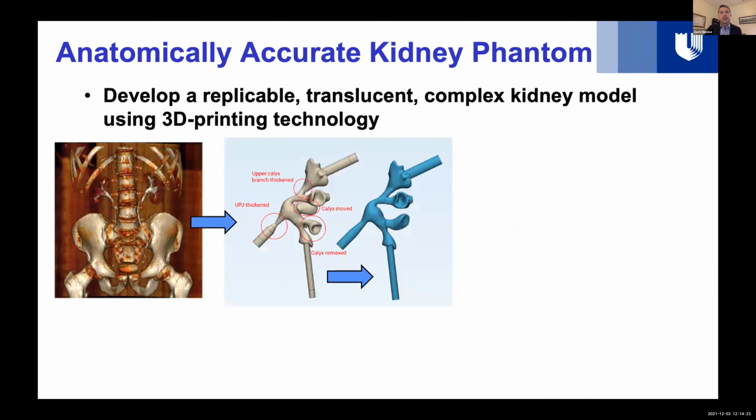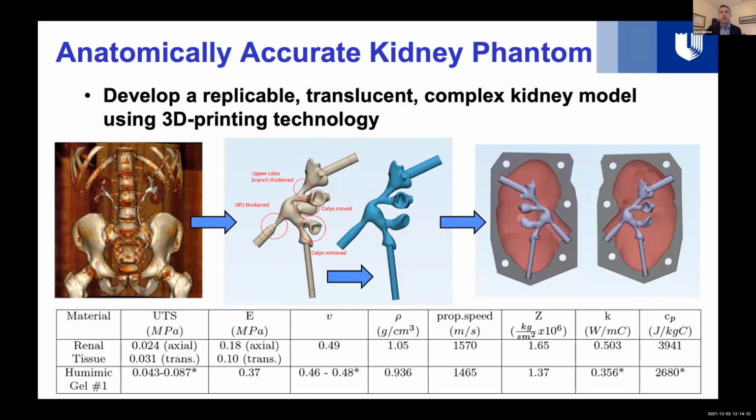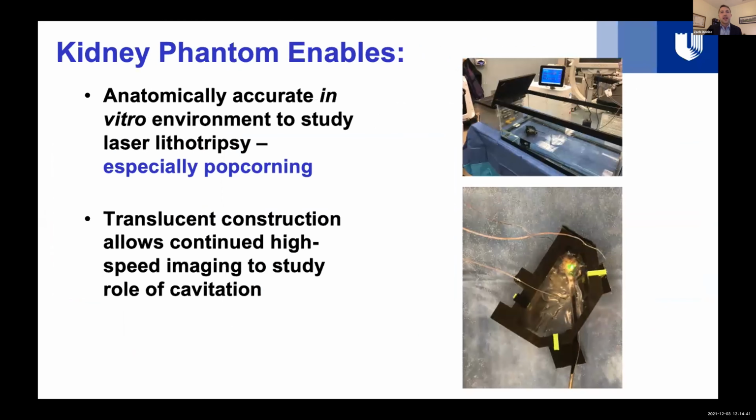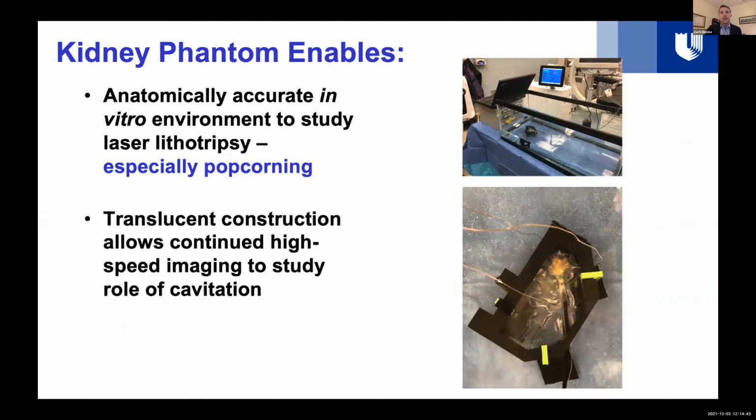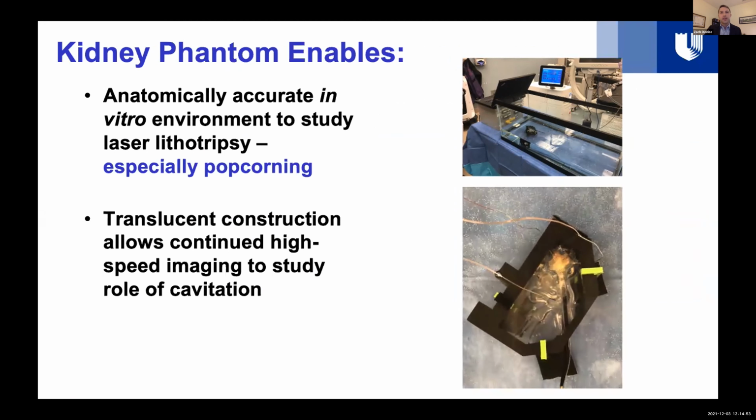These were then segmented, and the pelvic caloceal system was simplified slightly to produce our final model. We used 3D printing technology to produce our model mold, and then chose a hydrogel based on relatively similar mechanical, acoustic, and thermal properties to renal tissue. Our final model provides an anatomically accurate in vitro environment to study laser lithotripsy, especially popcorning. Additionally, the translucent construction allows high-speed imaging for continued study of the role of cavitation in laser lithotripsy.